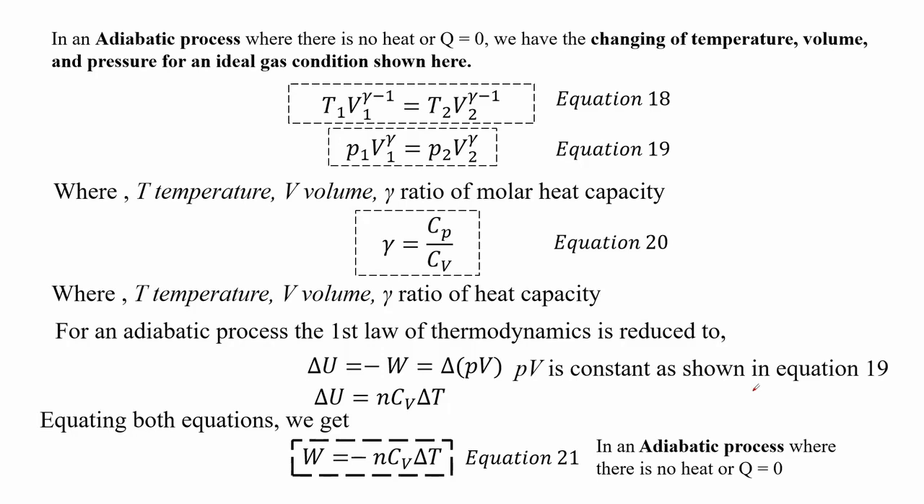In an adiabatic process where there is no heat, or Q is equal to 0, we have the temperature, volume, and pressure for an ideal gas condition shown here. For an ideal gas initially at temperature and volume 1, it is equal to temperature and volume 2, shown in equation 18. Similarly, the same gas at pressure and volume 1 is equal to pressure and volume at 2, shown in equation 19. Here we see the quantity sigma, which is the ratio of the molar heat capacities, shown in equation 20. We recall the first law of thermodynamics. If we equate both equations here, we get that the work for an adiabatic process is shown in equation 21.